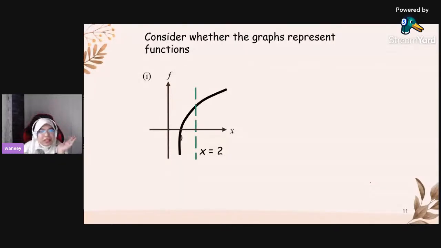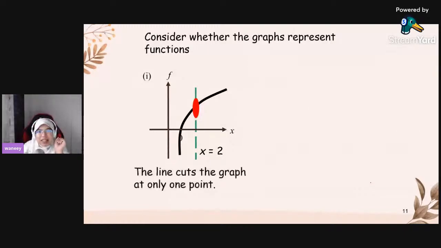Okay, so for example, if let's say I draw x equal to 2, so those are x equal to 2. Okay, so how many points does the vertical line cut? So you can actually see over there, the line cuts at only one point. The line cuts the graph at only one point. Therefore, this one represents a function. It is a function because we only cut at one point. So you can actually go from the left to the right hand side, at most it will be one point. They will cut at only one point.